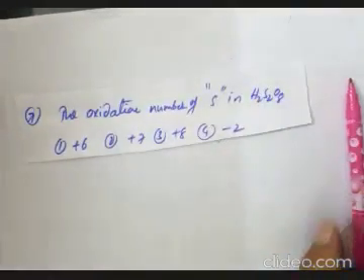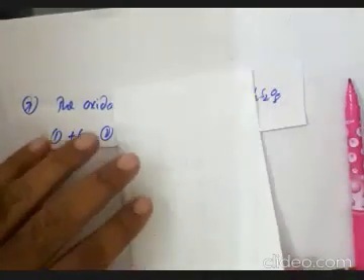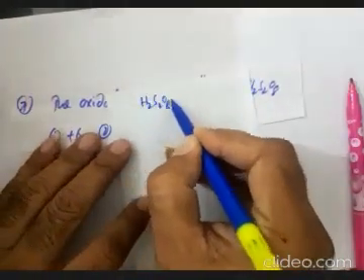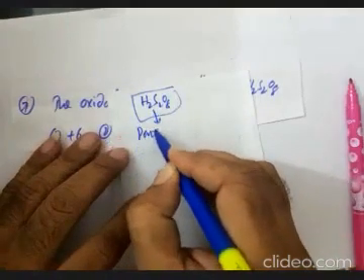And next question. Oxidation number of sulfur in H2S2O8. H2S2O8 name is peroxydisulfuric acid.